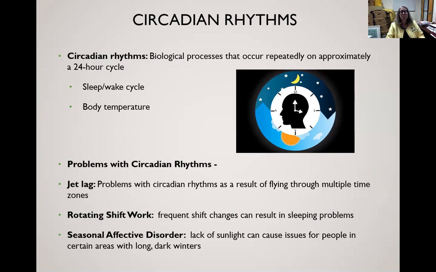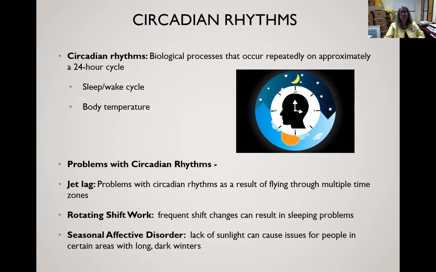Okay. The next part of your book talks about the circadian rhythms. Circadian rhythms are biological processes that occur repeatedly in approximately a 24-hour cycle. So it's our sleep and wake cycle. And if you're like most people who are awake during the day and sleep at night, then your body temperature is going to be its highest in the afternoon and its lowest between 2 and 5 in the morning. And so the circadian rhythm is this 24-hour cycle of sleep and awake with your body temperature going up and down.